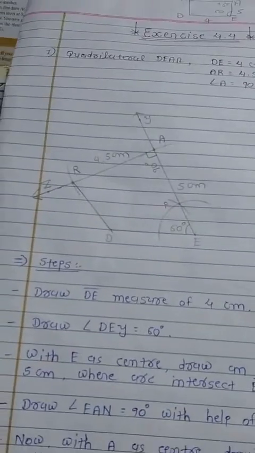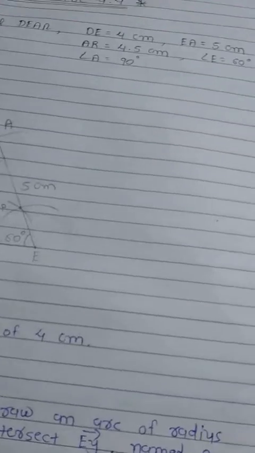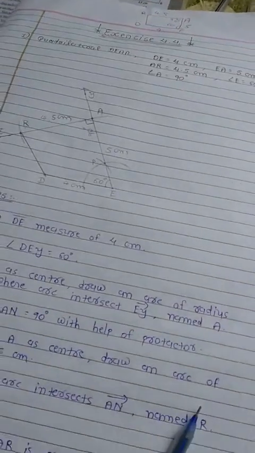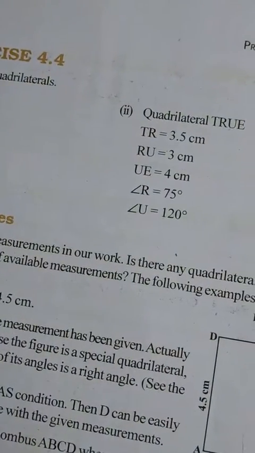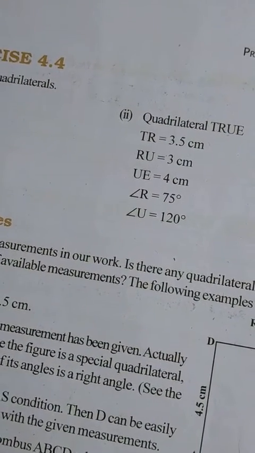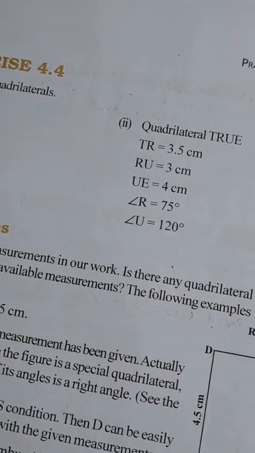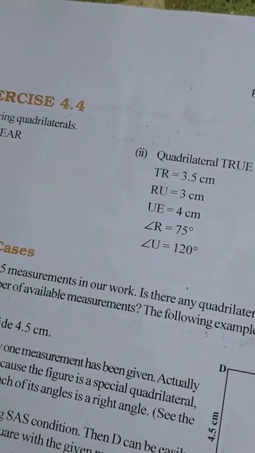Look, in this sum, we constructed DEAR, where DE equal 4 centimeter, EA equal 5 and AR equal 4.5, 3 sides and 2 included angles. The second sum is in your homework, quadrilateral TRUA. In this quadrilateral, TR equal 3.5, RU equal 3, UA equal 4 and the two angles R and U are 75 and 120. Same process as the first sum. So the second sum is in your homework.